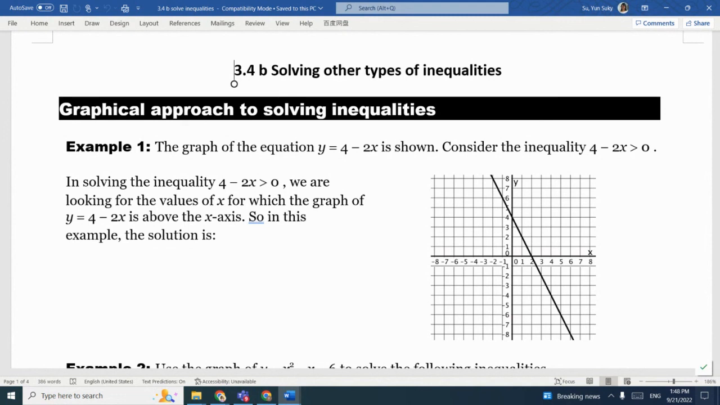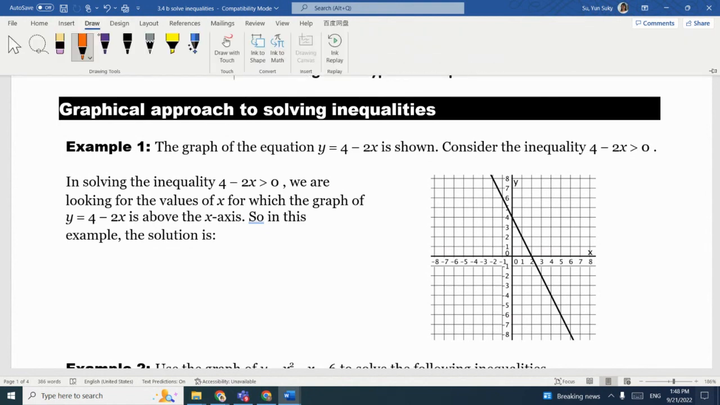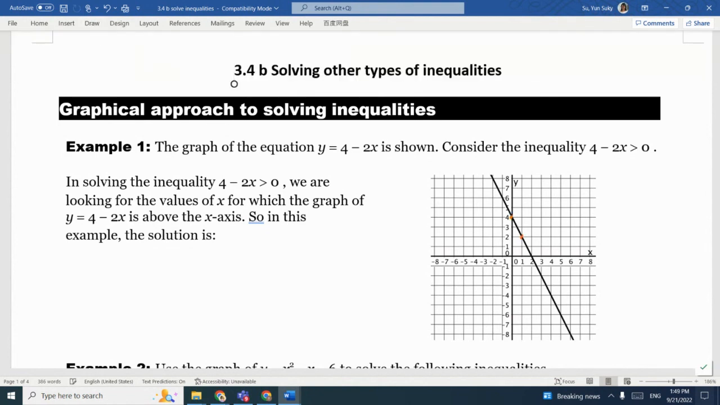So you can think of -2/1. That's why we go to the right 1 unit and we go down 2 units. And then you connect those 2 points, you can draw the line. Okay, everybody? And then for the inequality, 4 minus 2x greater than 0 is like y equals 4 minus 2x is greater than 0.